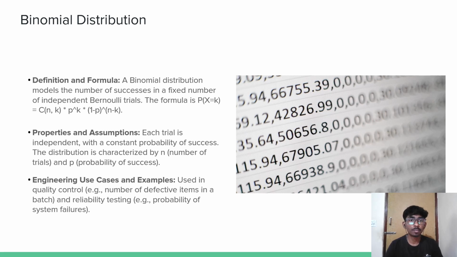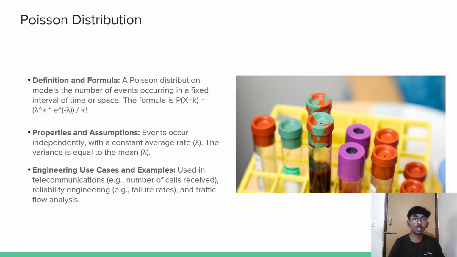Engineering use cases of binomial distribution: it is used in quality control, like to find the defective items in the manufacturing plant, or reliability testing, testing the manufactured devices like the electronic components and finding the system failures which have occurred in the device. The Poisson distribution.